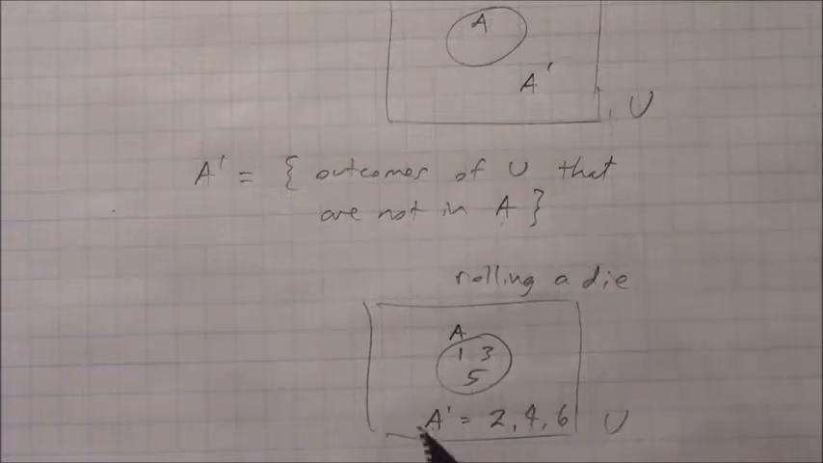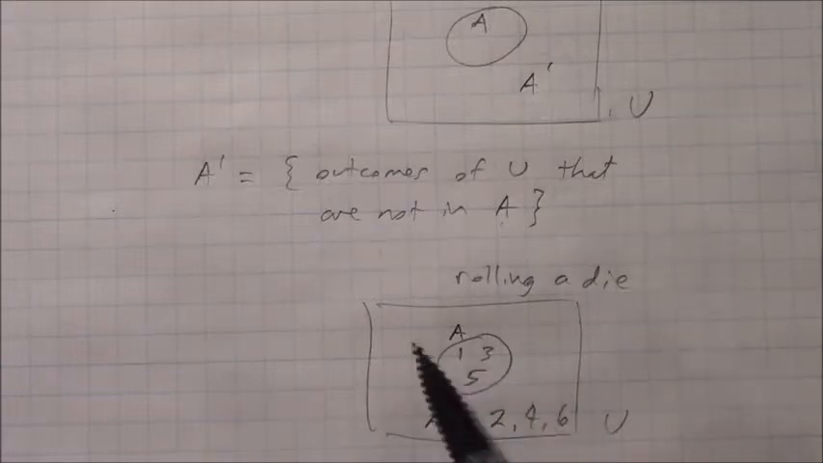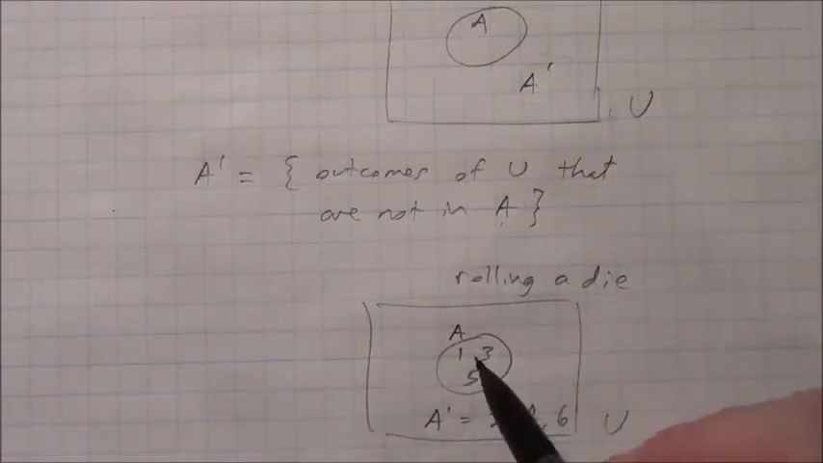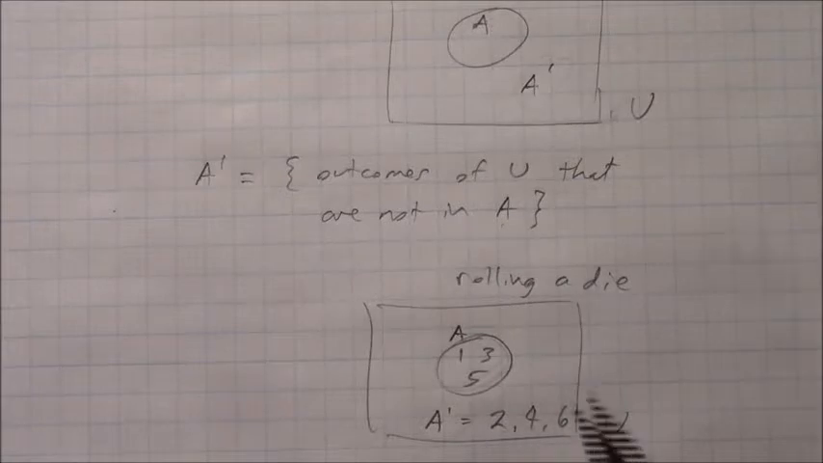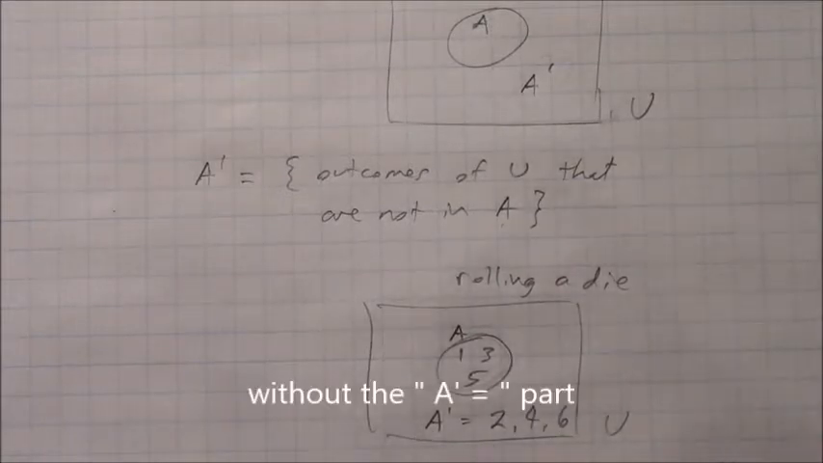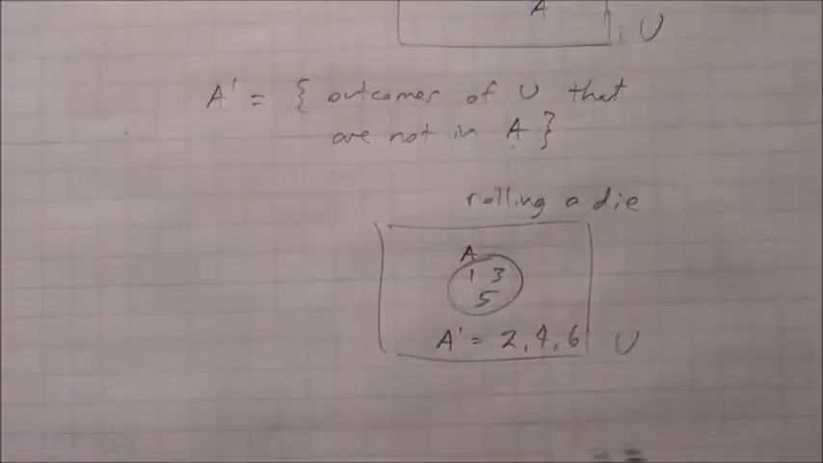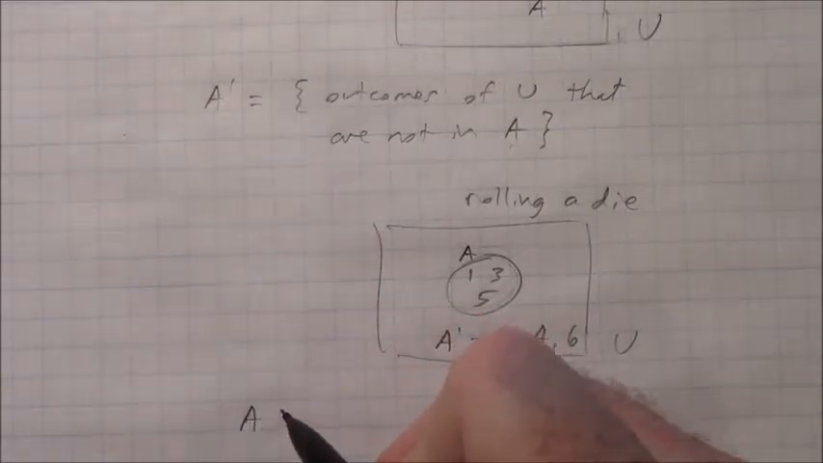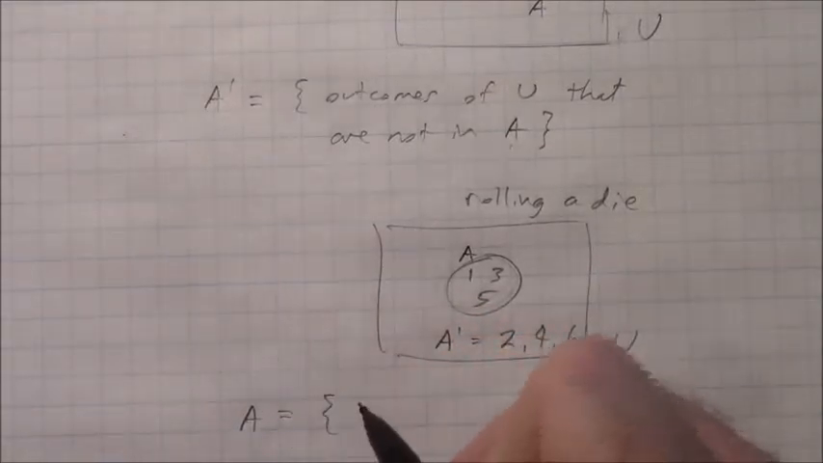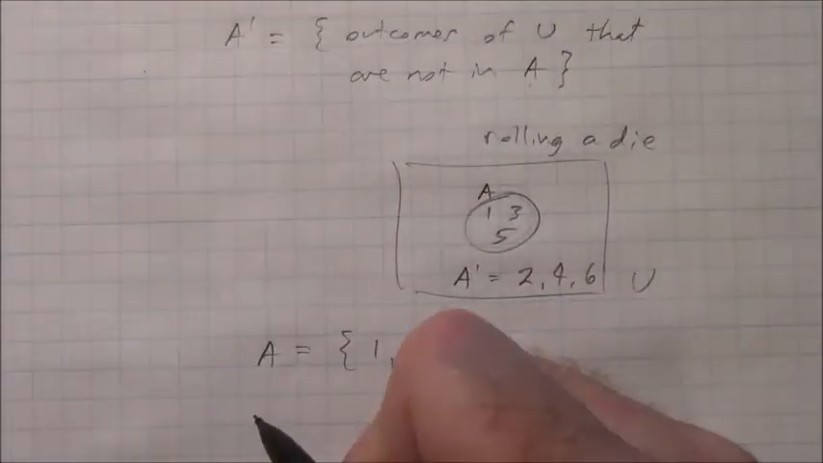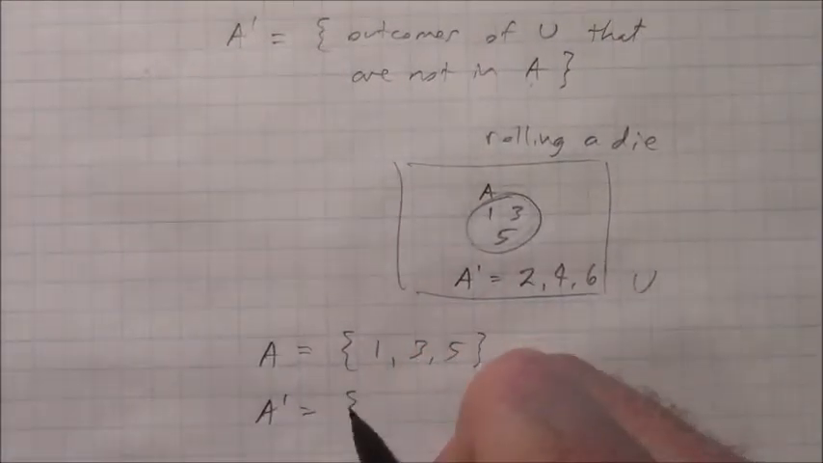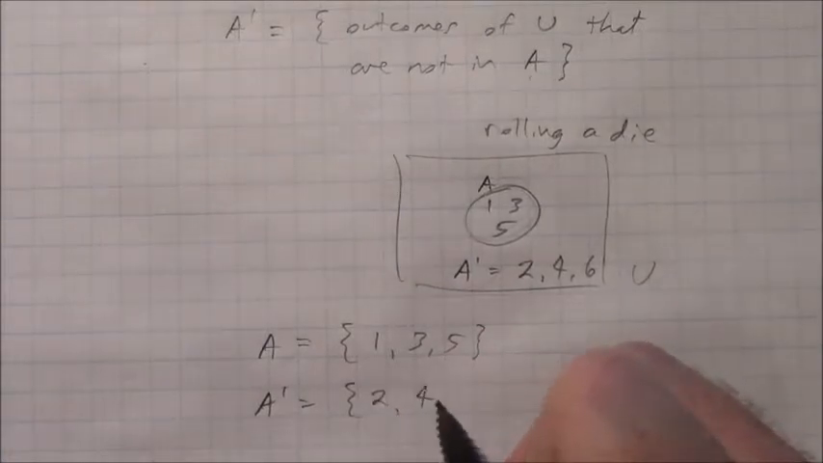Generally, this complement isn't necessarily listed with this part here in a Venn diagram like this. The main subset is labeled, and then the complement would just be outside. So if we were to list the set, we could say A is the set of 1, 3, 5, and then A complement is the set of 2, 4, and 6.